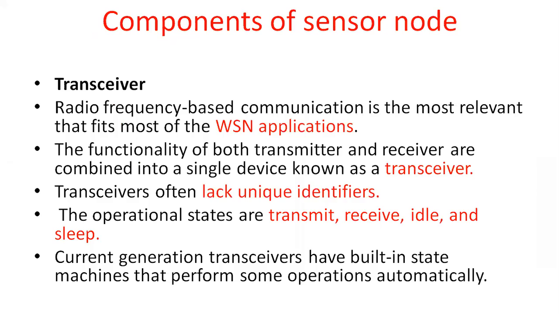Transceivers do not have unique identities. The operational states are transmit, receive, idle and sleep. That means the transceiver performs different states. It will transmit data to other devices and receive data from other devices. If it has no work, it goes to the idle state, and sometimes it is in a sleeping state. The current generation of transceivers has a built-in state machine that performs some operations automatically.